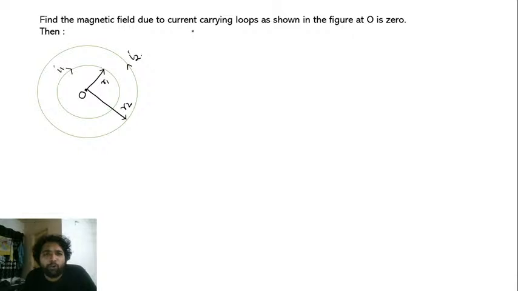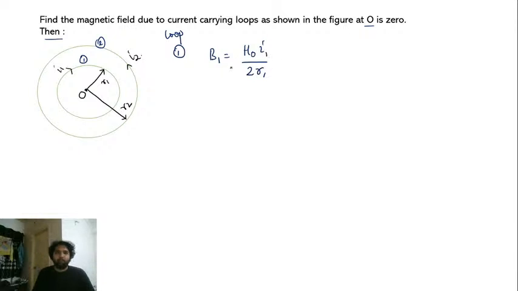The magnetic field due to the current carrying loop as shown in the figure at O is 0. So the field at O is given as 0. Now we will take the field due to both sides. Let's take one loop and second loop. Due to loop 1, field B1 will be equal to mu naught into I1 by 2 R1, and the direction is clockwise, so it will be inside.